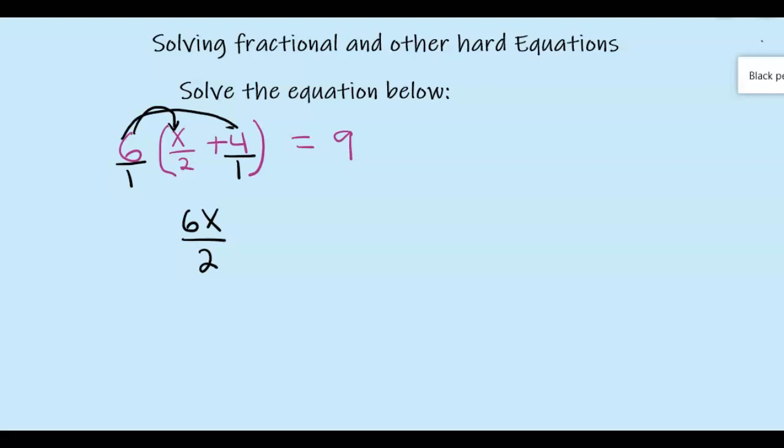Then the 6 times 4, which gives us 24, and 1 times 1, which is 1. And then we will write the right hand side, which is 9. Here, 6 and 2, they are all numbers or constants, so they can divide. So 6 divided by 2 is 3. So we got 3x plus 24 equals 9.